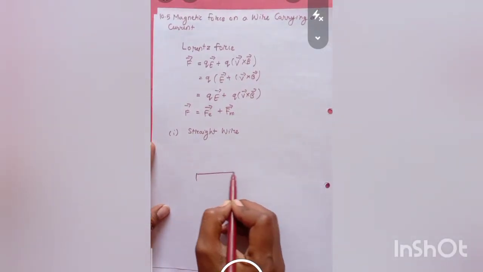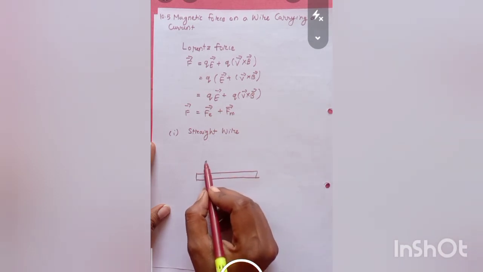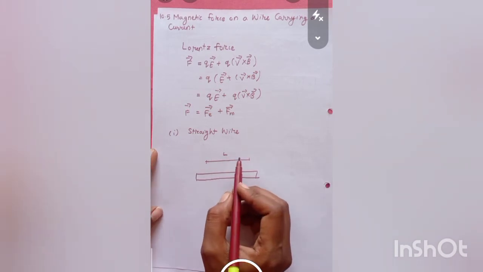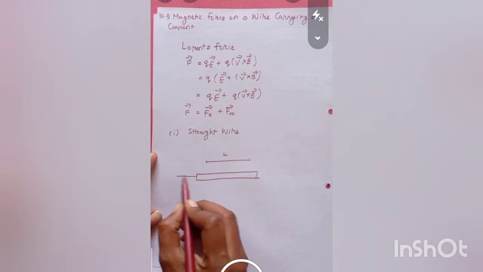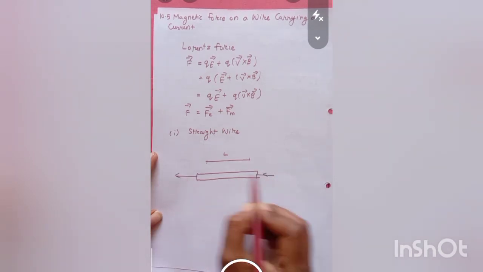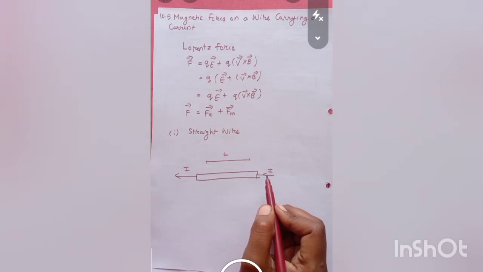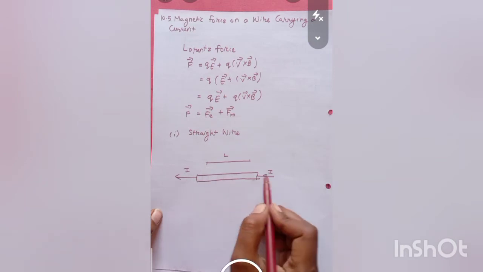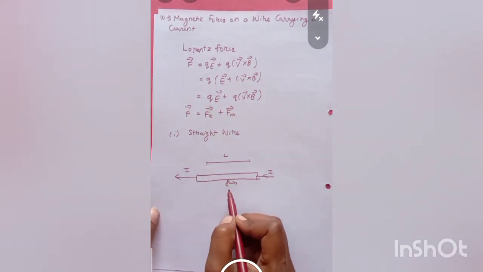So this is the wire, and suppose this length we are going to consider is L. Now current is flowing from this end to this end when we create a potential difference. Therefore the direction of the electrons will be in the opposite direction. Electrons will travel in this direction.